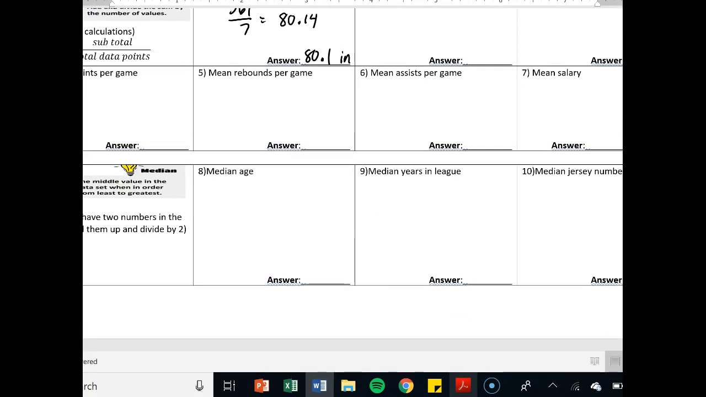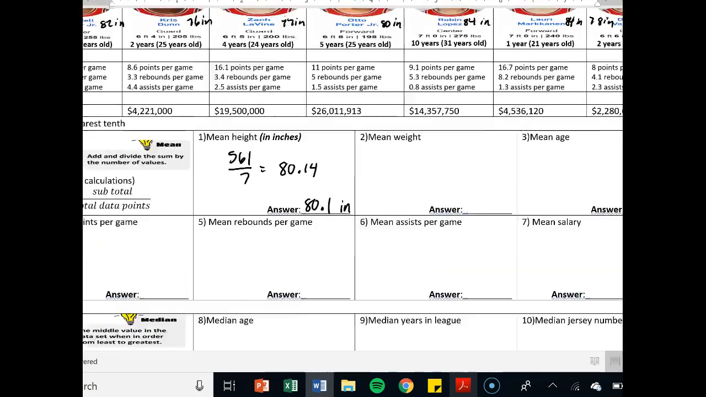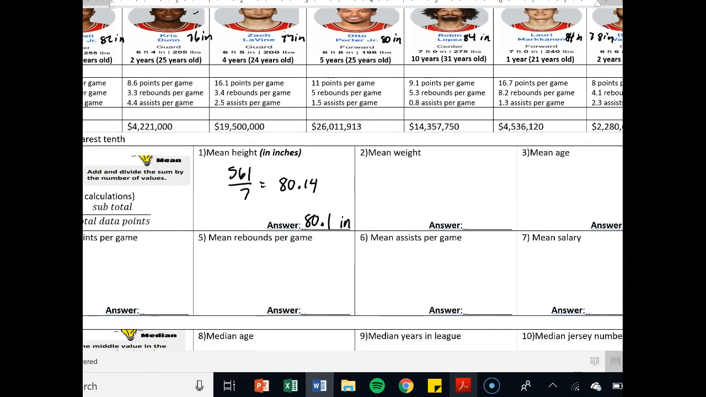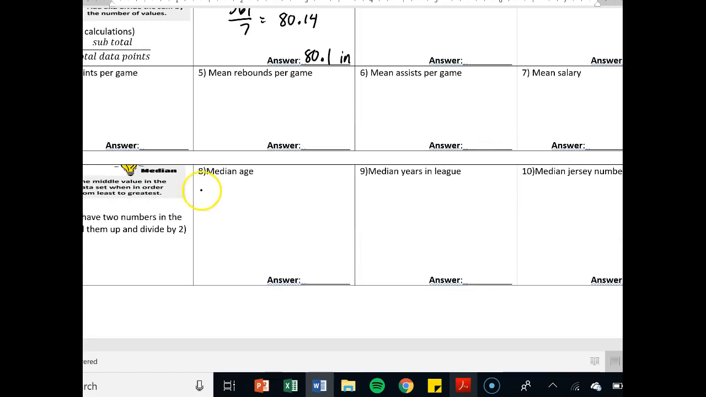When you get down to 8 through 10, I want the median. These should be a little bit easier because you only have 7 data points, so you should always be able to pick the middle. So if you want the median age, basically you're going to say 20 years old, 21, you want to put it in order, right? So 20 for Wendell Carter, 21 for Lauri Markkanen. Go through all the guys, right? All the way to Robin Lopez at the very end, and then cross off 1, 2, 3. Notice this time you don't have an even amount of numbers, so you just have one number in the middle.